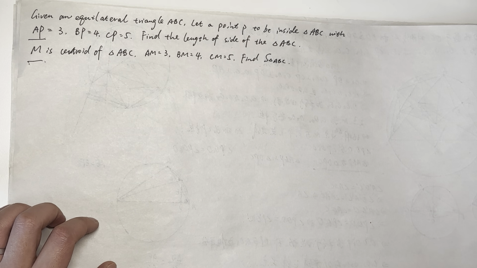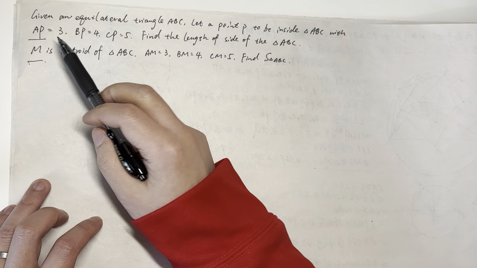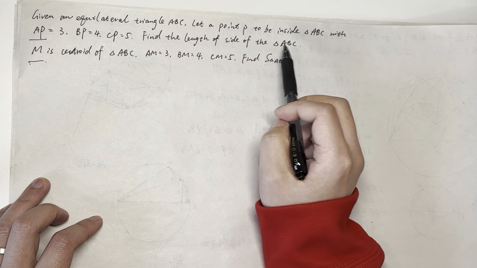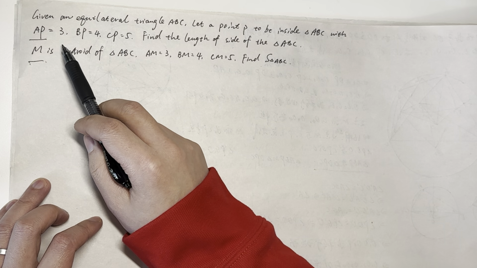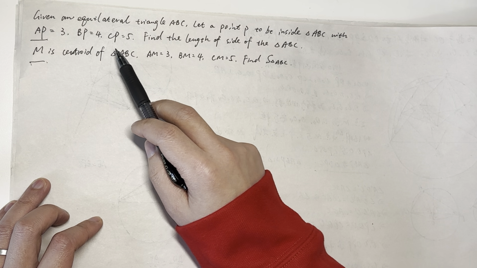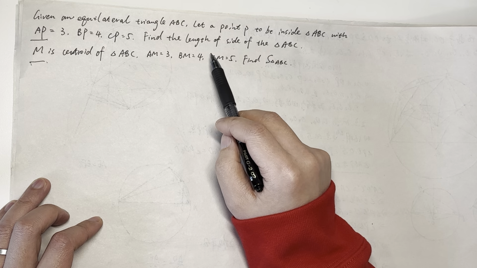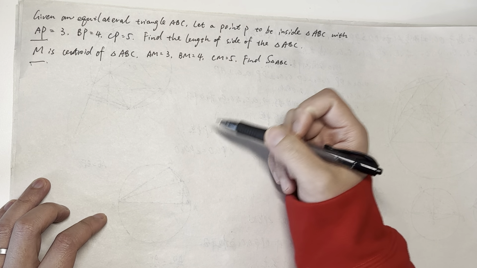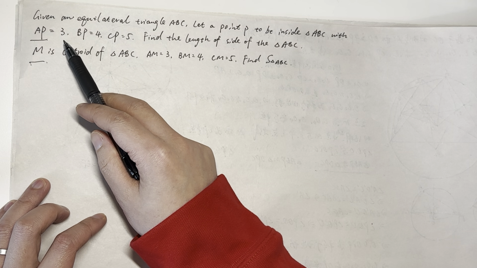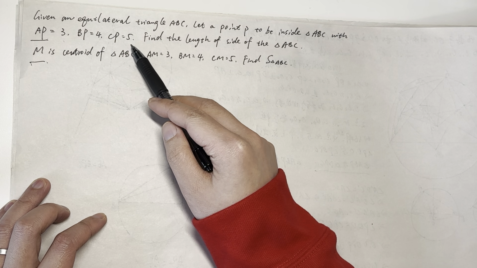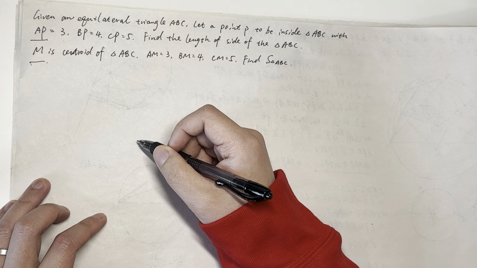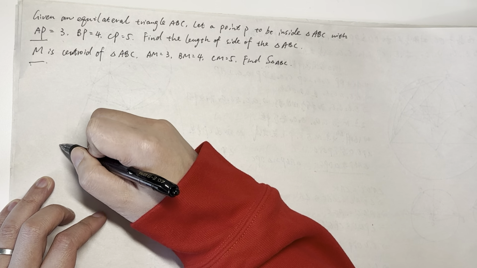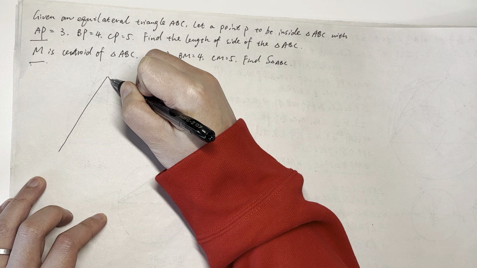Okay, so let's see the first problem here. Given an equilateral triangle ABC, let a point P be inside the triangle ABC with AP equals 3, BP equals 4, CP equals 5. Find the length of the side of the triangle ABC. It's obvious that 3 squared plus 4 squared equals 5 squared, right? So we want to find a right triangle, basically.